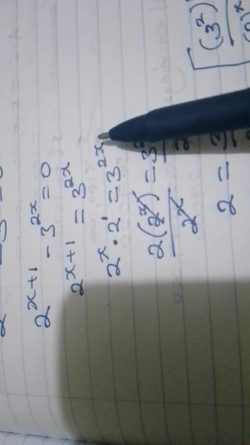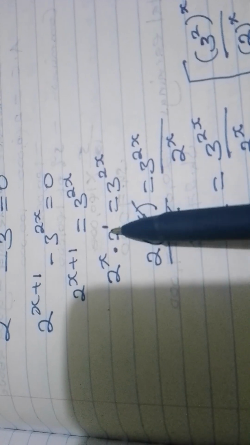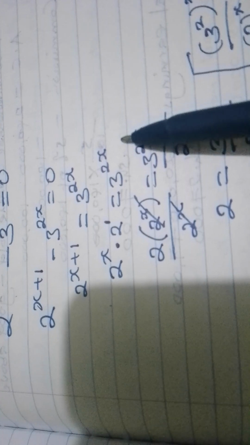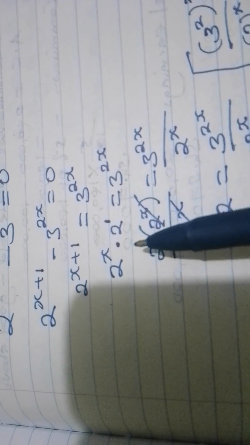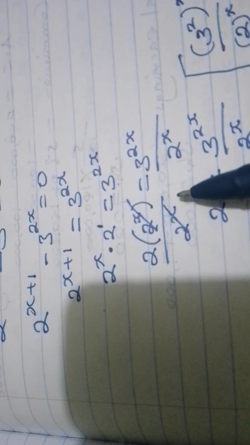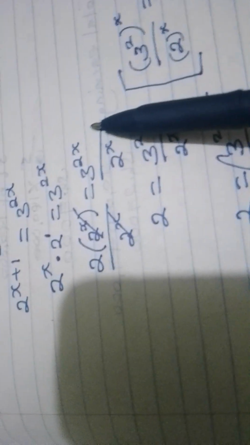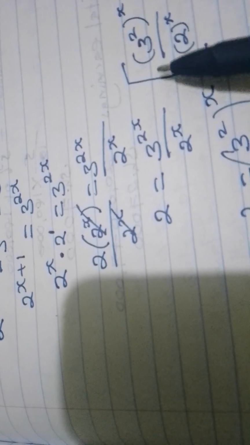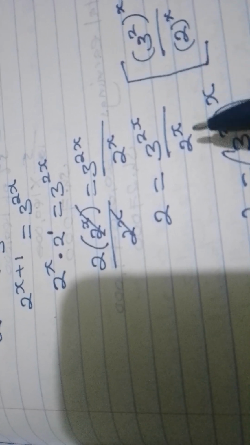All right. Let us divide by this 2 to the power of x because we have 3 to the power of 2x on this side. We divide by that, then we're going to have 2 is equal to 3 to the power of 2x divided by 2 to the power of x.